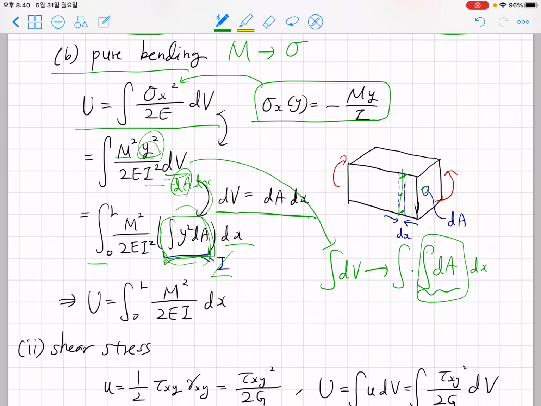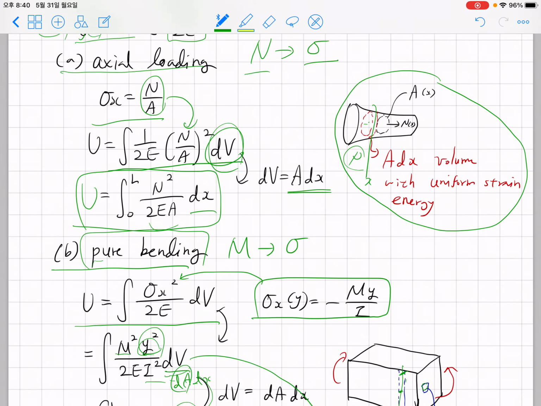Then you can get rid of I and I here. So you end up having U equals the integral from 0 to L of M squared over 2EI dx. Okay, so that's the case for pure bending.